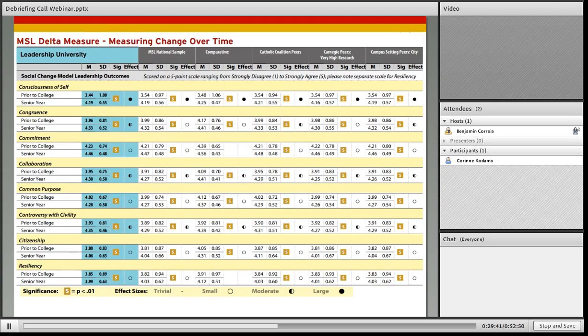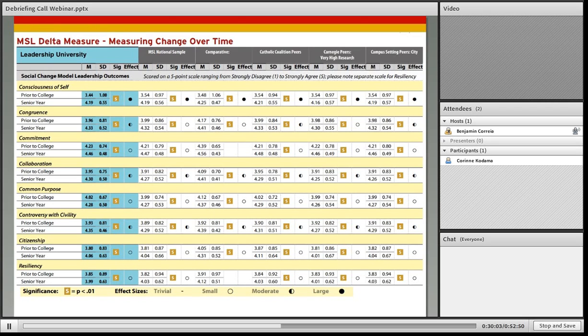So what we have done is asked students, and this is based on seniors only, how they would self-rate where they were when they got to college. So it's sort of a retrospective for the students. Again, this is based on seniors only, so this is not your entire sample, on their perceptions of their growth in college.